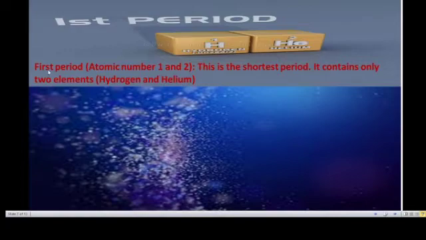This is first period, atomic number 1 and 2. This is the shortest period. It contains only 2 elements, hydrogen and helium. Since it has only 2 elements, this is called the shortest period. Hydrogen and helium are present in the first period.